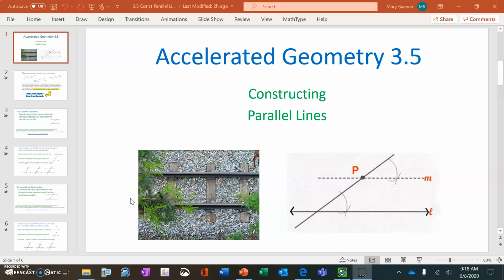This is Accelerated Geometry, section 3.5. We're going to be constructing parallel lines. Here are some pictures of some parallel lines: train tracks, and then drawn ones.